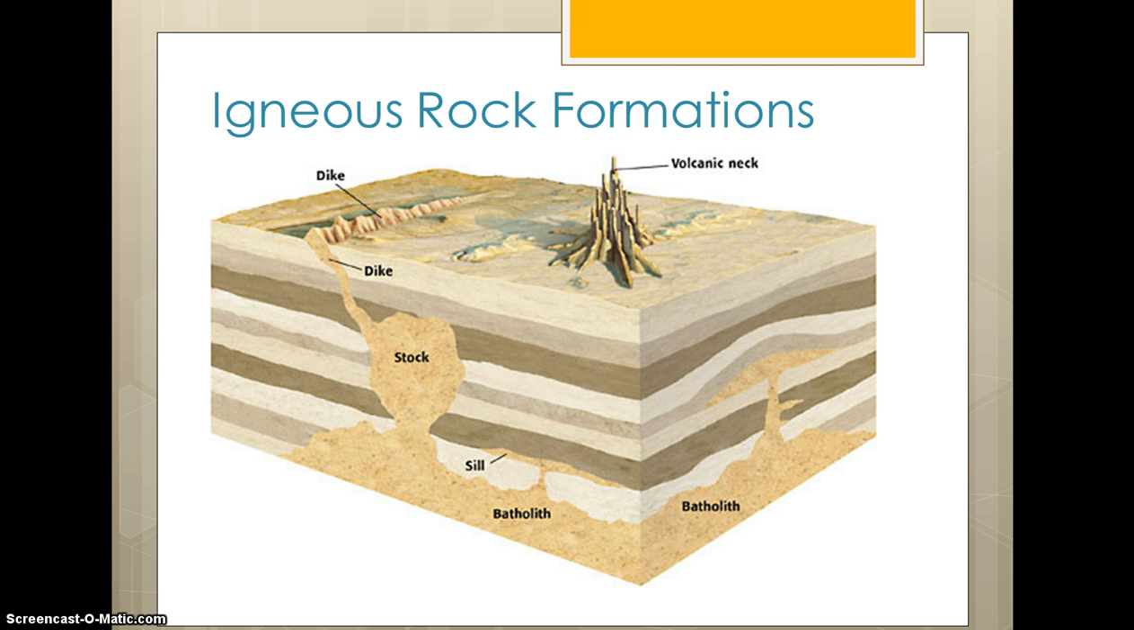So here's what they look like. You can see that the dike, the stock, the sill, and the batholith, those are all from magma forming underground. Now you do see that the dike is listed also kind of up on the surface, but that actually used to be underground. There were layers of rock above that have been weathered and eroded away. So it actually did form underground. Even though you see it on the ground, it was originally underground, which still makes it an intrusive formation.